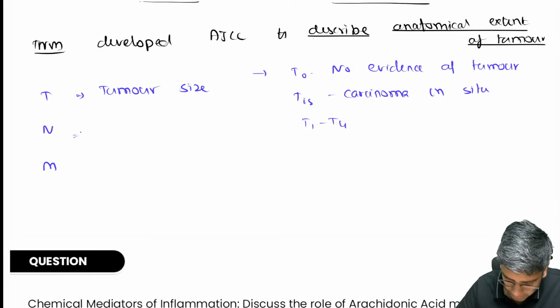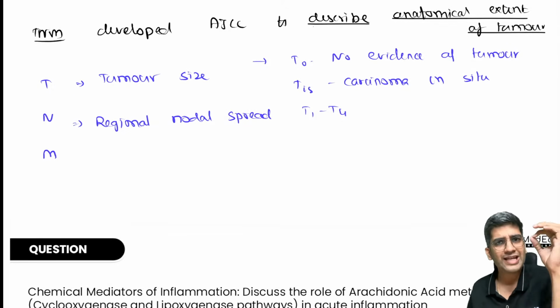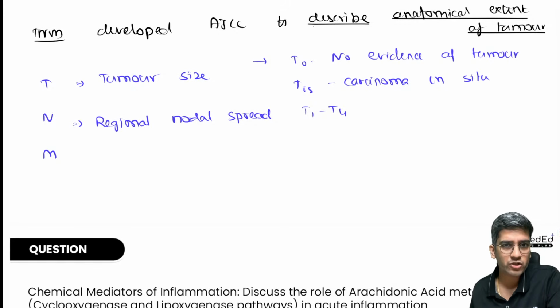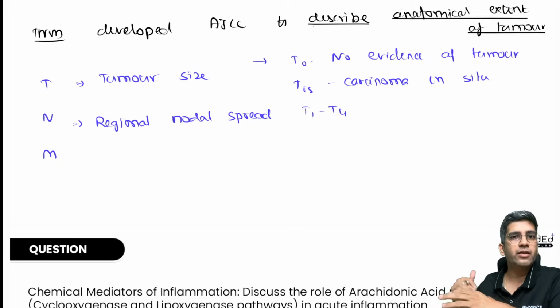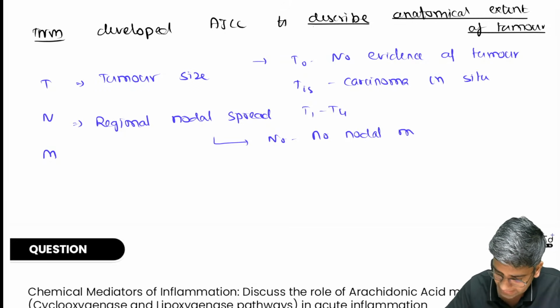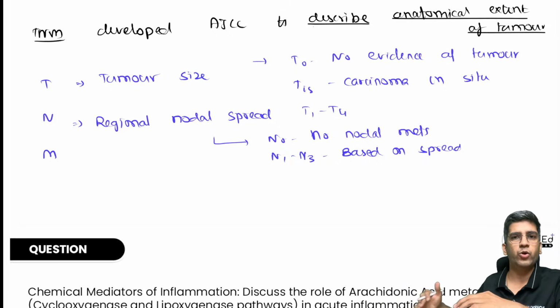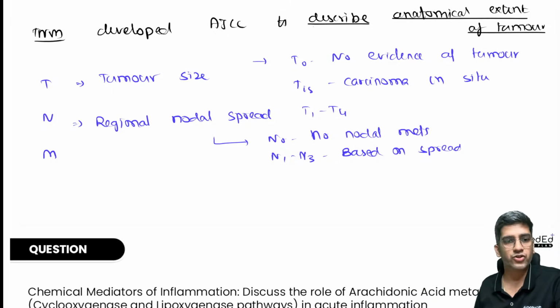Same way, I have N for the regional lymph nodes. The term regional is very, very important. This is regional nodal spread. Okay, it is regional nodal spread. Fine. N0 stands for no metastasis in the regional nodes. N1, N2, N3 will differ based on different tumors, right? Then I have N1 to N3 based on the spread. N1 might be one lymph node, N2 might be multiple, N3 might be going to other than regional, right? So again, it differs from cancer to cancer, ignore that, right?